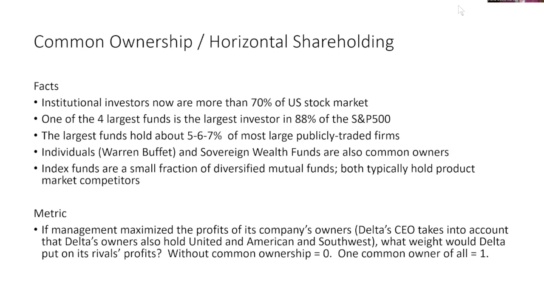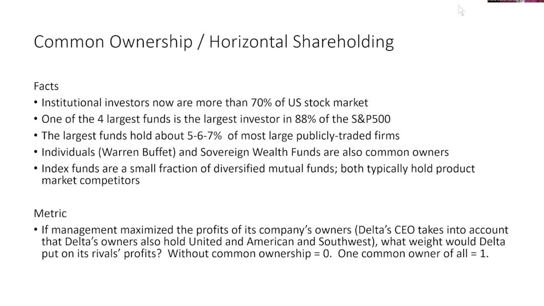Obviously if there's no common ownership at all, then the weight that Delta would put on United's profits is 0. If one common owner owned 100% of all 4 airlines, then United would put a weight of 1 on Delta's profits and vice versa.